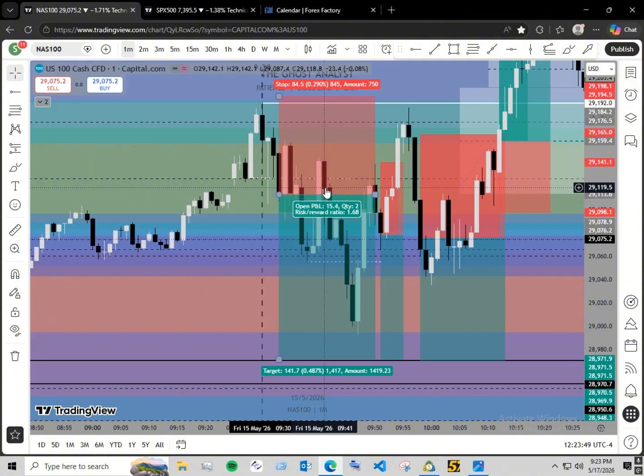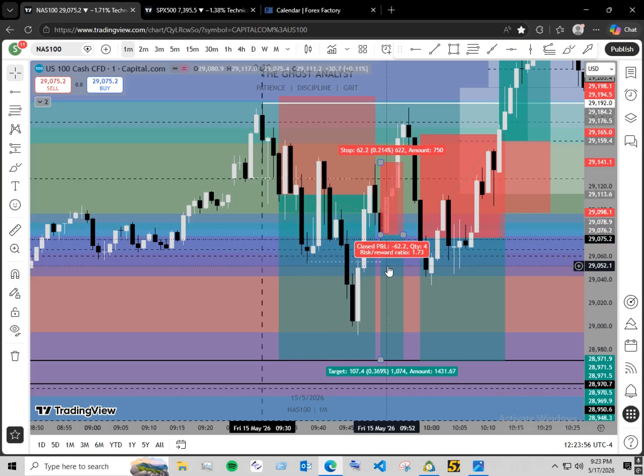So the first trade was break even. It was a systematic A+ trade. I should have stopped trading after that, but I took an unnecessary loss here.